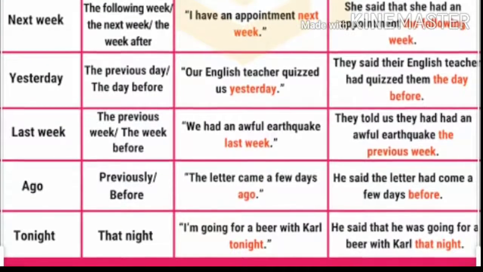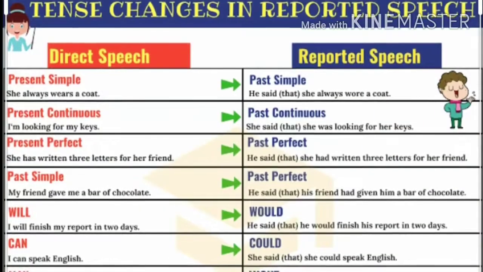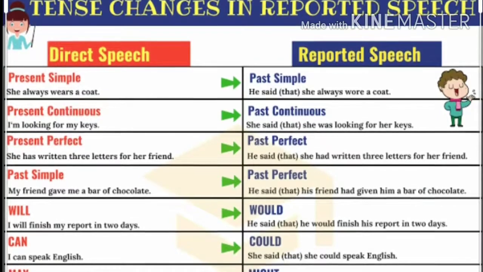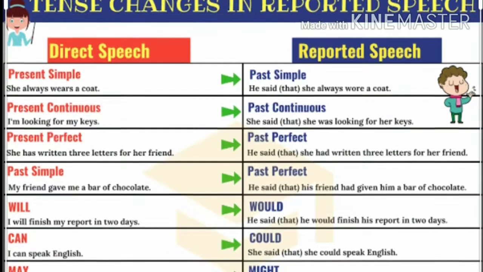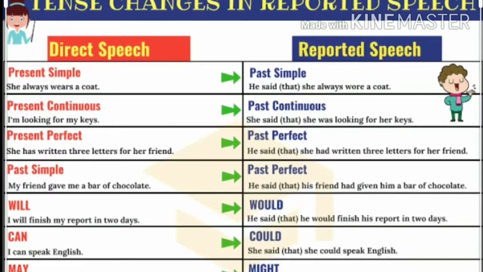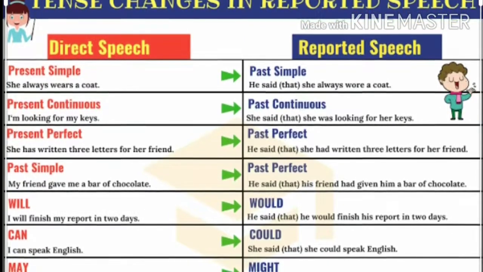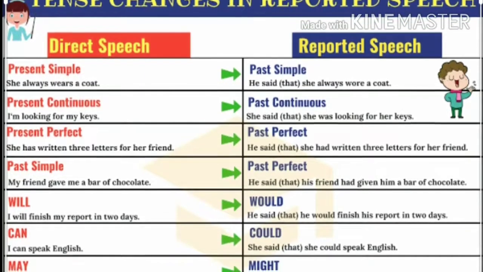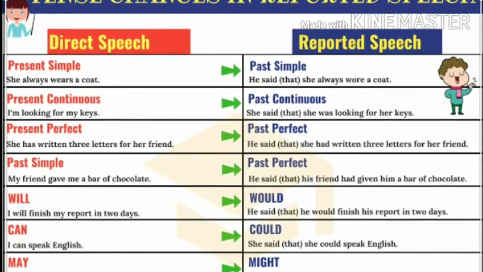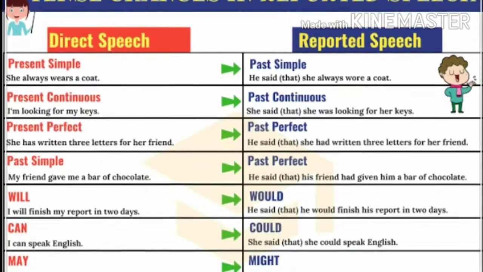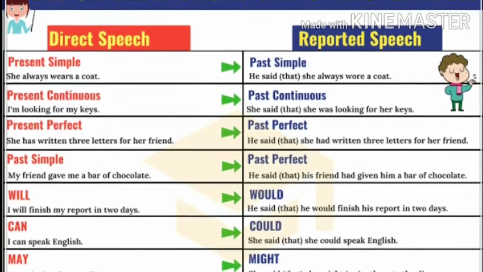So students, here have a look at this table, tense changes in reported speech. Let's do a quick revision of this. Your present simple will change to past simple. See the example, she always wears a coat. It will become he said that she always wore a coat. Your present continuous will change to past continuous. The example is I am looking for my keys. In reported speech it will be she said that she was looking for her keys.